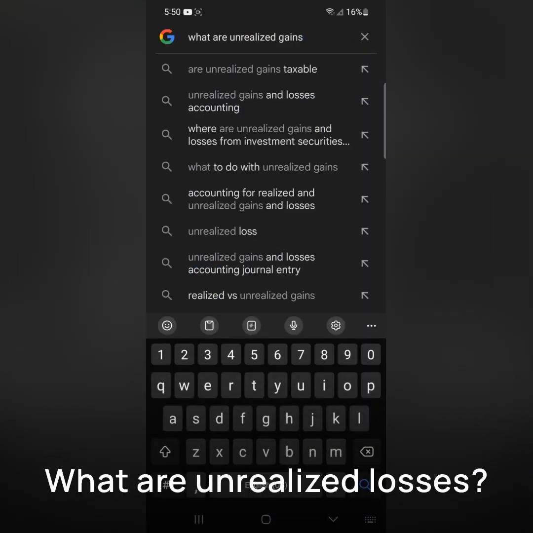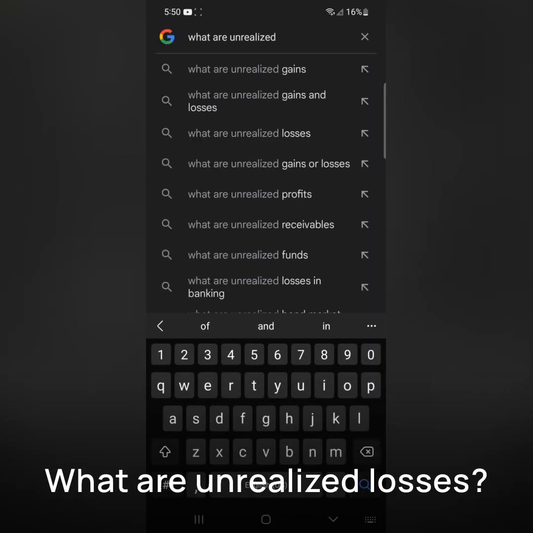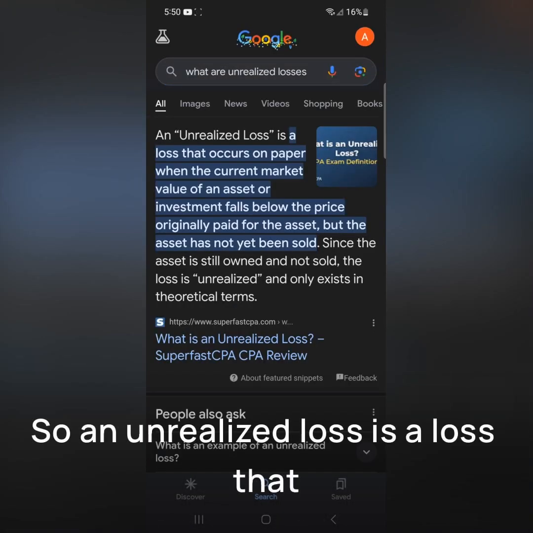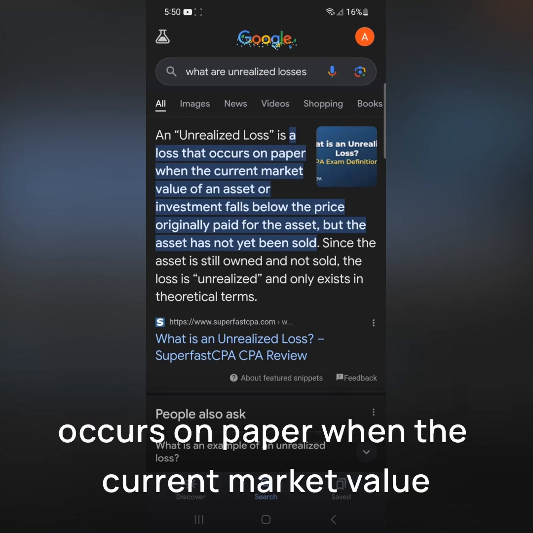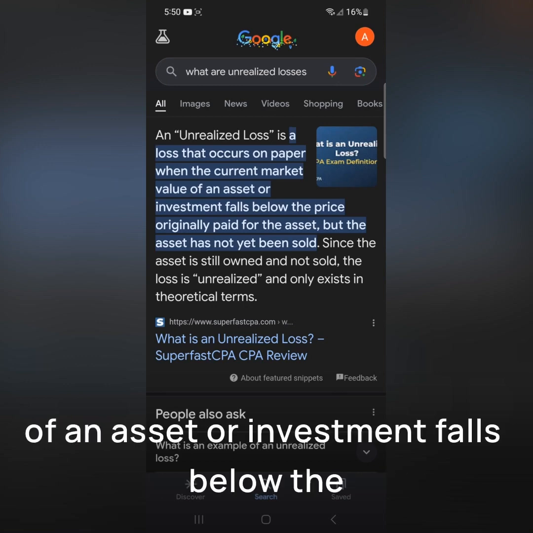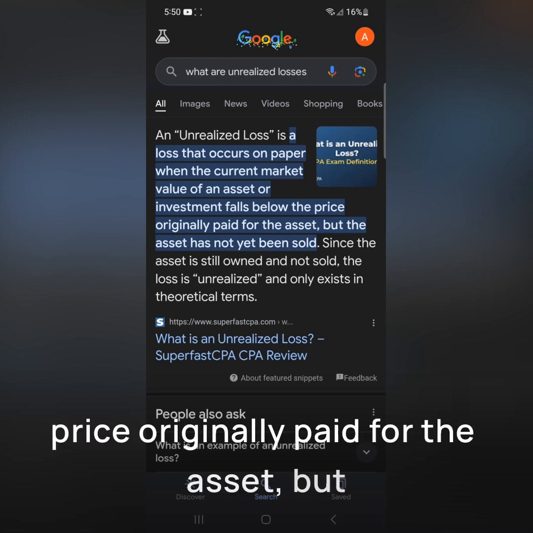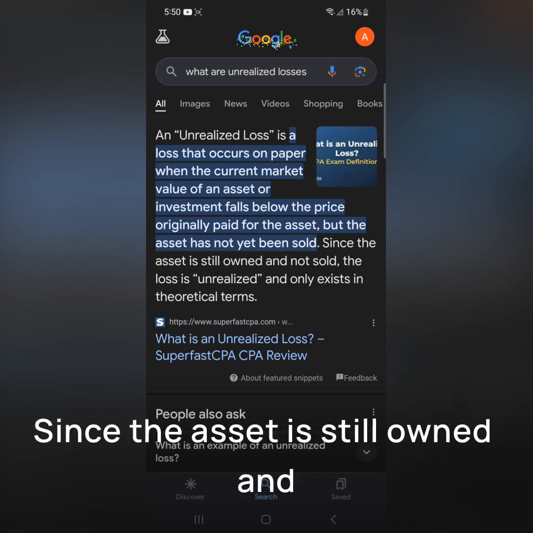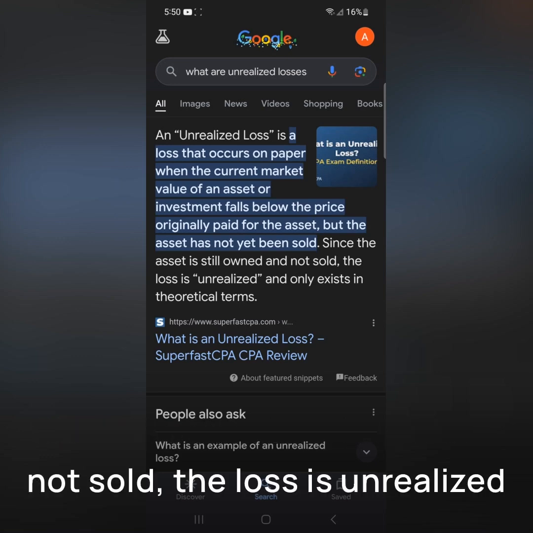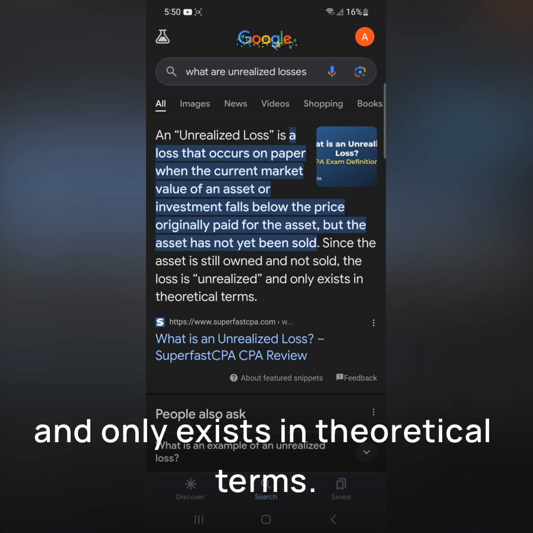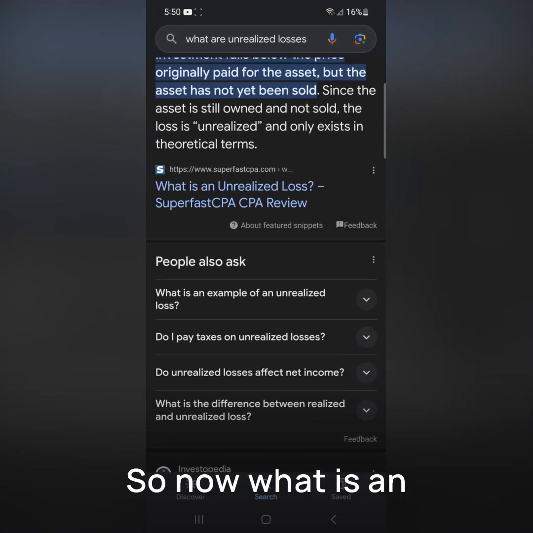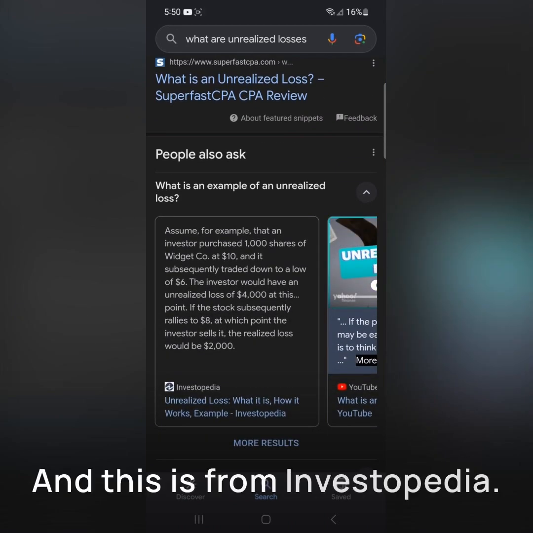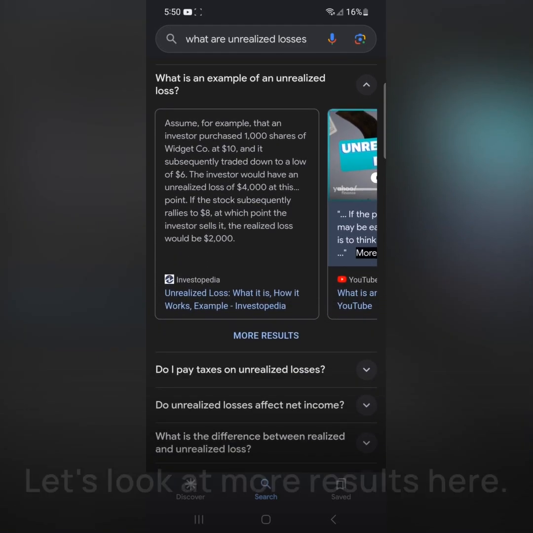Now, what are unrealized losses? So, an unrealized loss is a loss that occurs on paper when the current market value of an asset or investment falls below the price originally paid for the asset, but the asset has not yet been sold. Since the asset is still owned and not sold, the loss is unrealized and only exists in theoretical terms. So now, what is an example of an unrealized loss? And this is from Investopedia. Let's look at more results here.